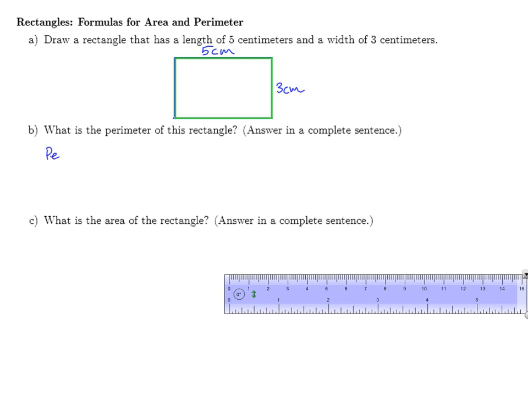So writing that out, my perimeter, which I'm going to denote with P. So I have 5 centimeters plus 3 centimeters plus my 5 centimeters plus 3 centimeters. And this is going to be a length, so the units will still be centimeters. And total, I have 8 plus 8, which is 16 centimeters. Summarizing that, the perimeter of the rectangle is then 16 centimeters.